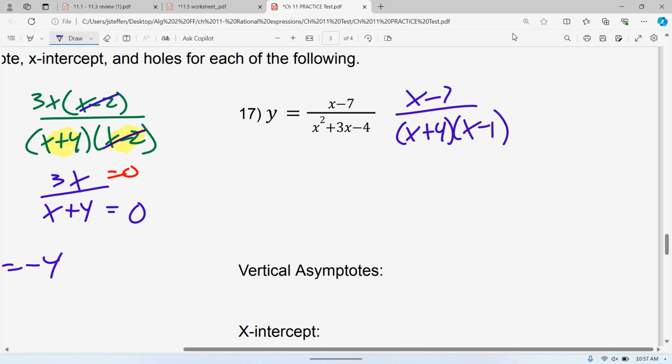But the denominator, what makes that 0? Well, there's going to be 2 of them because it's a quadratic. There's 2 answers. So one of your answers is going to be what makes this first part 0, which is negative 4. What makes the second part 0 is positive 1.